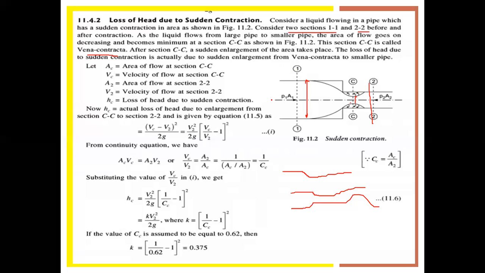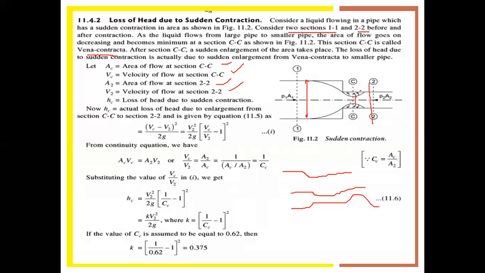Then what happens to the velocity of flow? What happens to the stresses induced? Now see, AC is the area of flow at section CC, VC is the velocity of flow at section CC, A2 is the area of flow at section 2, V2 is the velocity at section 2, V1 is the velocity at section 1, and A1 is the area at section 1. So there is no problem here. We will solve from here to here as a concept.